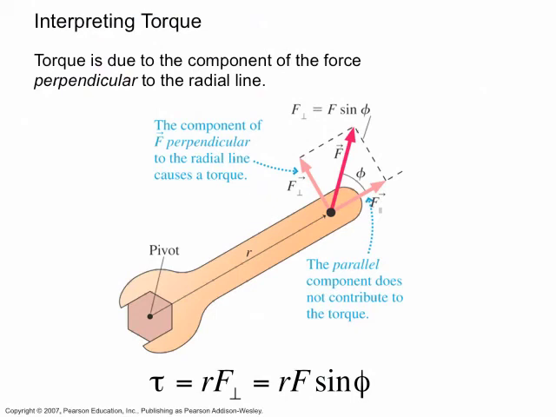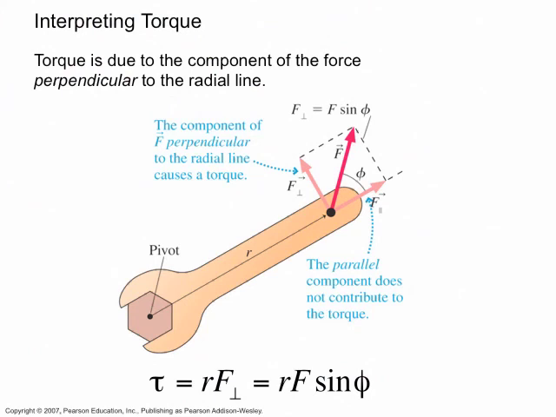So torque, we know, is due to the component of the force perpendicular to the radial line. The force that's perpendicular to the surface of the door, or the force of the tendon perpendicular to the upper arm. Here in the illustration from your text, we have a force applied to a wrench, which is making the wrench rotate about the pivot shown in the illustration.